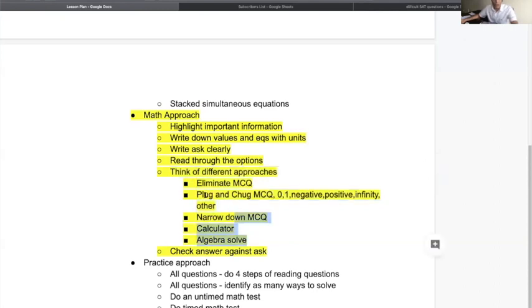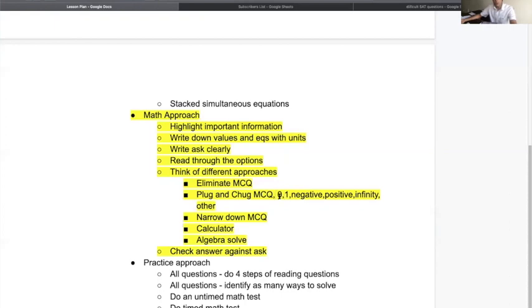Yesterday we also went over different approaches to solve the same question, remember? I've organized them in an order of priority. You can take this order of priority if you like it. If not, that's fine, but this is my suggestion. First, eliminate any of the multiple choice answers you can, just by using logic. Then you want to plug and chug. Plug the MCQ options into the question.